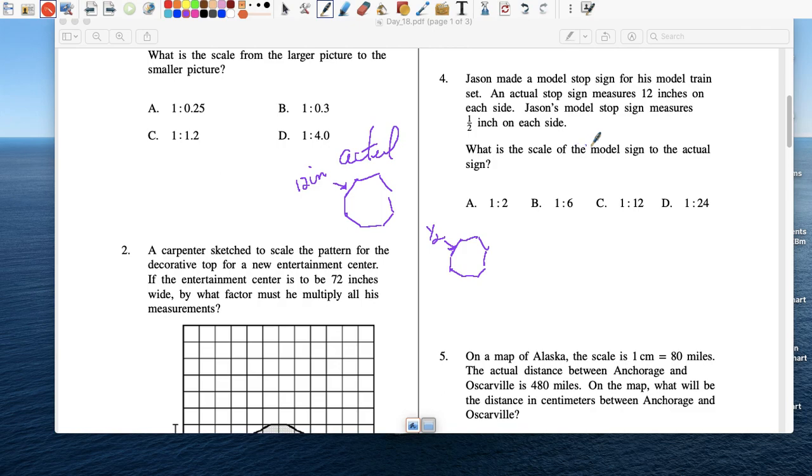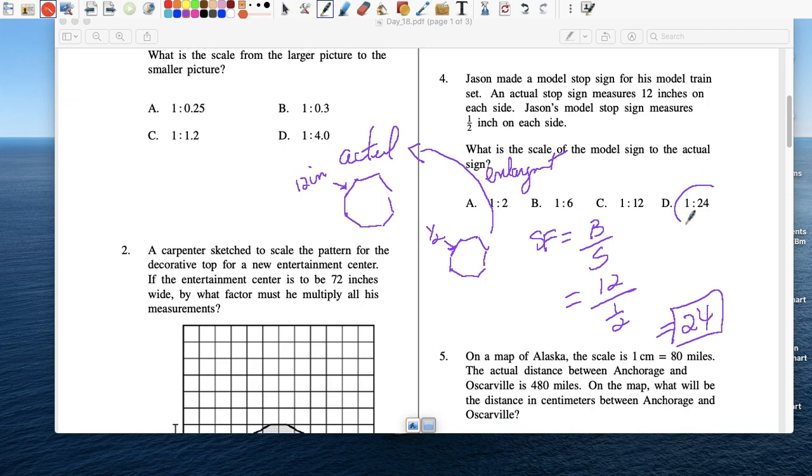What is the scale of the model sign to the actual sign? So you're asking from the model to the actual. So we're going from the small one to the big one. So this is an enlargement. And for an enlargement, scale factor is big over small. Big is 12, and the small is 1/2 inch. So that gives us 24. So there is our answer, letter D.